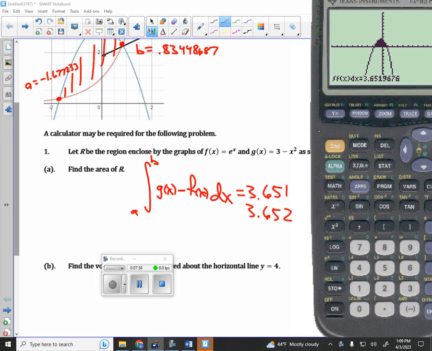Guess how many points that's worth on the AP exam? 3. They give you 1 point for doing G minus F. They give you 1 point for coming up with the correct bounds, and they give you 1 point for determining the right answer. I think that those are all very gettable points.